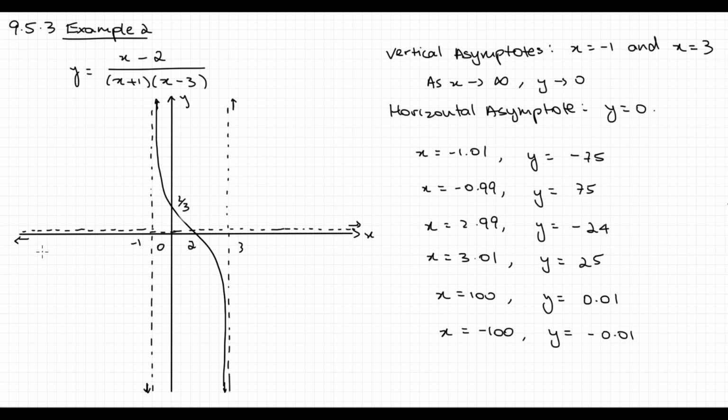If I look at the part on the left, I've got an arrow that goes across here and an arrow that goes down there. No x-intercepts, so it's just going to look like this. The part on the right is exactly the same. I've got an arrow up here and an arrow that goes across. If I join this part together, it's just going to look like that. So this is essentially what the rational function y equals (x minus 2) over (x plus 1)(x minus 3) looks like. And this concludes example 2.